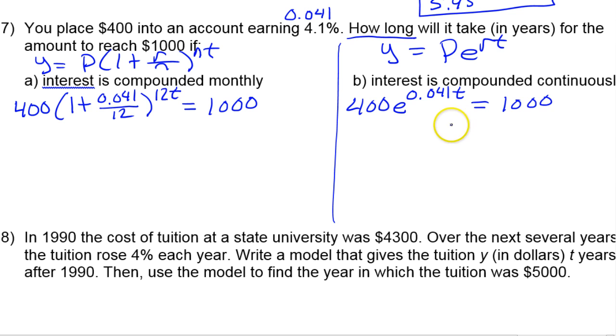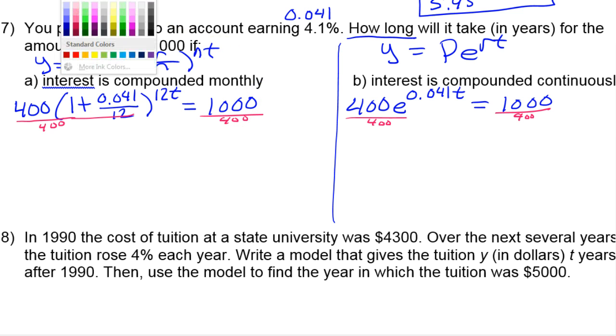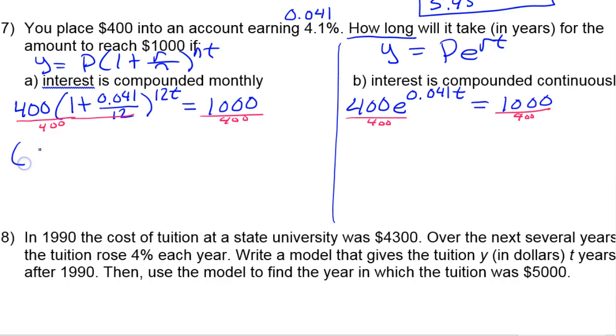So for both problems, the first step is going to be the same. Malik, what's the first step in both cases? Divide by 400. We've got to divide by 400 in both cases. So I'm going to divide by 400 on both sides in both problems. What's 1,000 divided by 400? 2.5, or 5 over 2. Is it really 2.5? Yeah. All right.